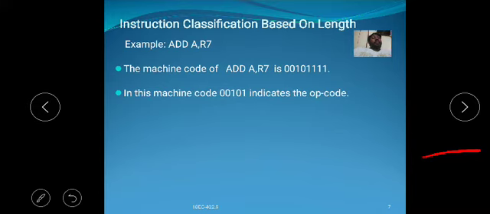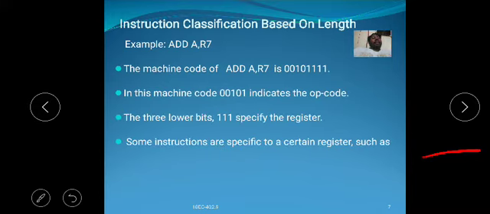That is, the first example is used for data transmission. Here, the example is ADD A, Rn. The content of the Rn register is added to the accumulator and the result is also stored in the accumulator register, that is, the A register. In this particular machine code of ADD A, Rn, we are writing the program in assembly language, like ADD A, Rn.